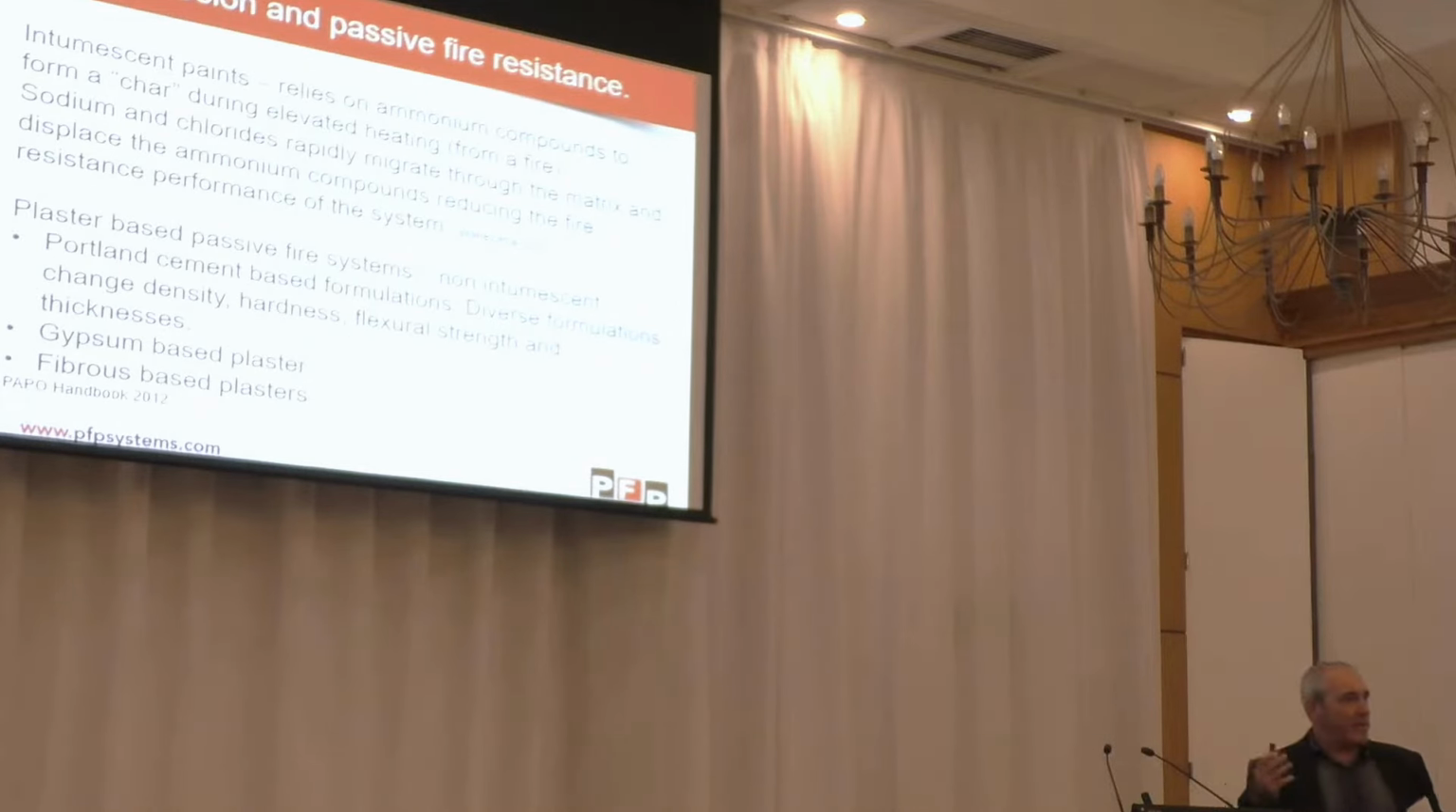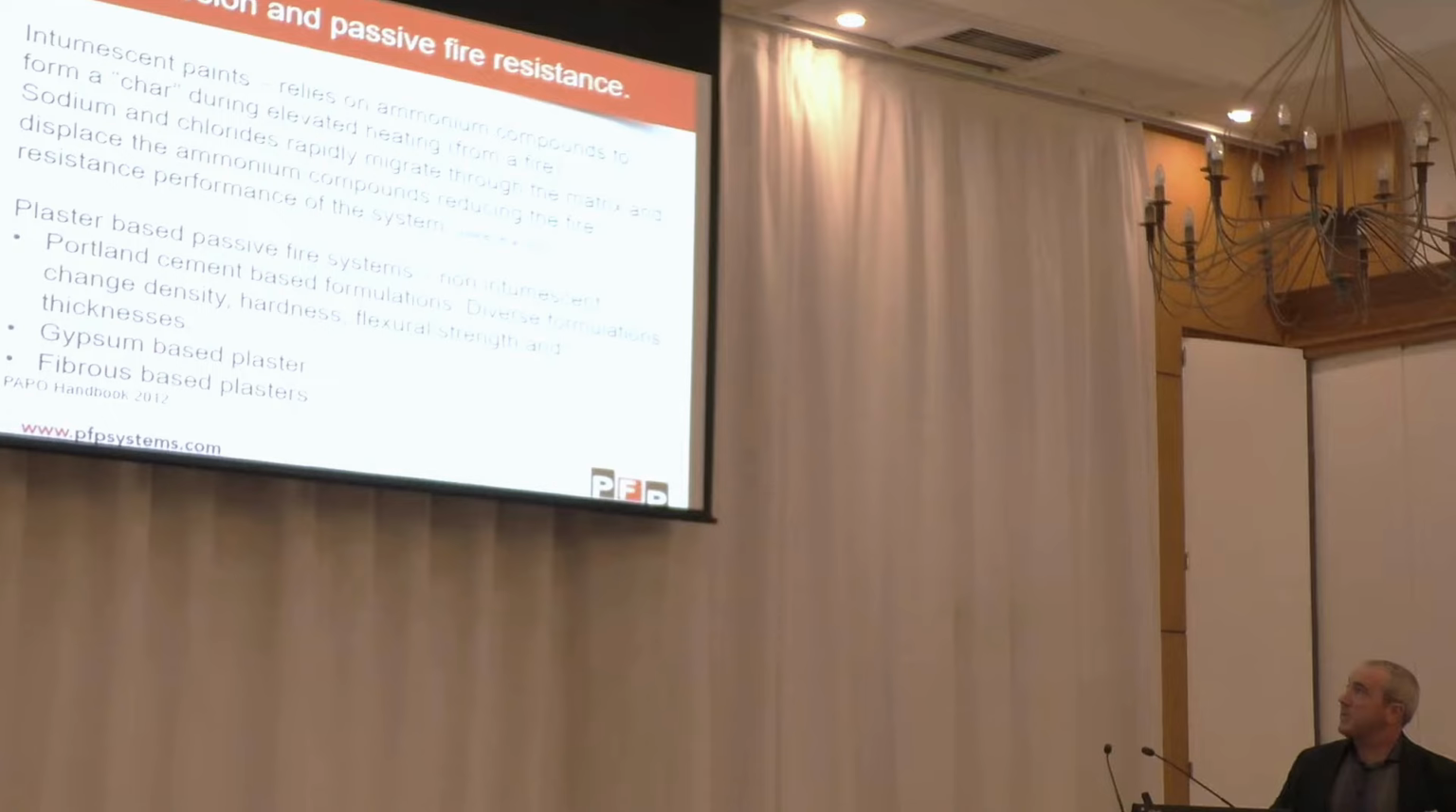Firstly, I'll just take you through a couple of systems. Intumescent paints rely on an ammonium compound to form a char during elevated heating from a fire. You get different types of paints, some that activate at about 65 degrees Celsius and most around about 150 or so, depending on which situation you need. They can expand, depending on how much you put down and the formulation, anything from about 5 to 50 times their original thickness. They activate firstly by acid release and then gas production, and then it forms this char layer.